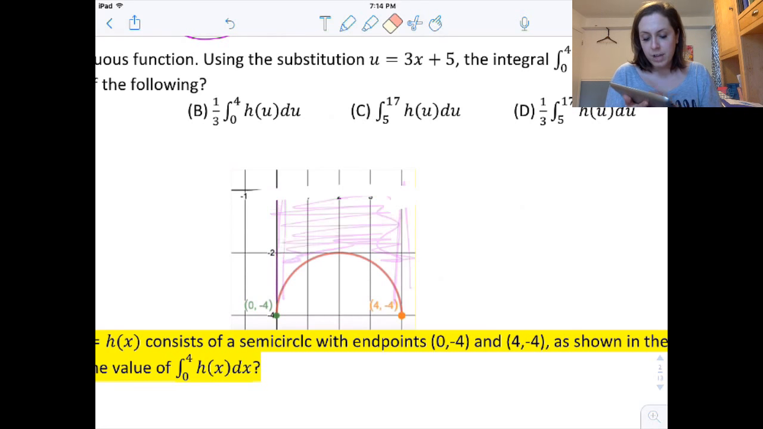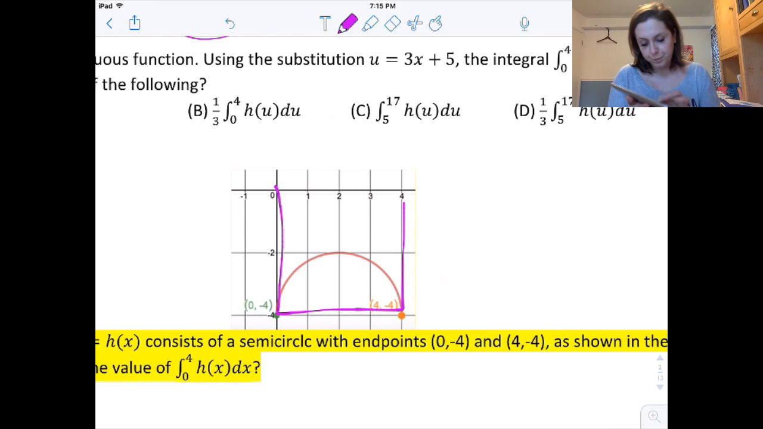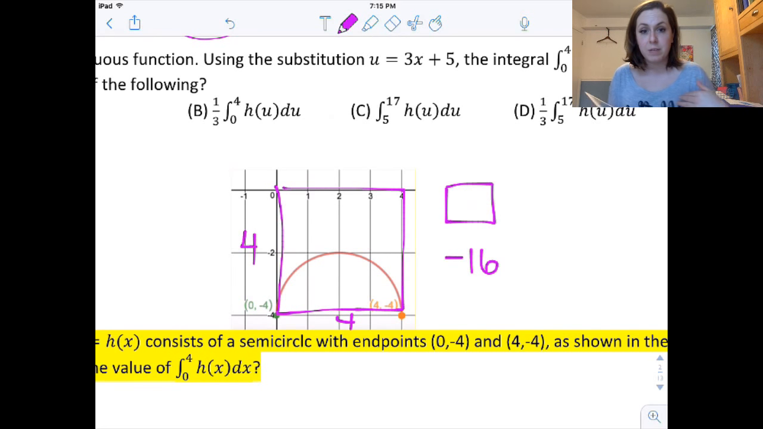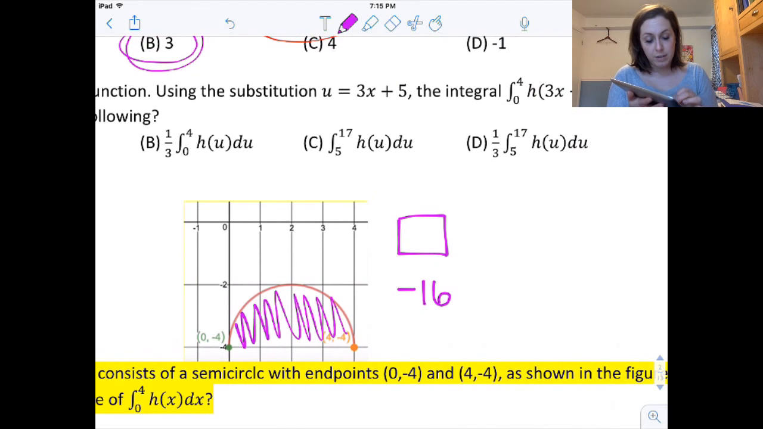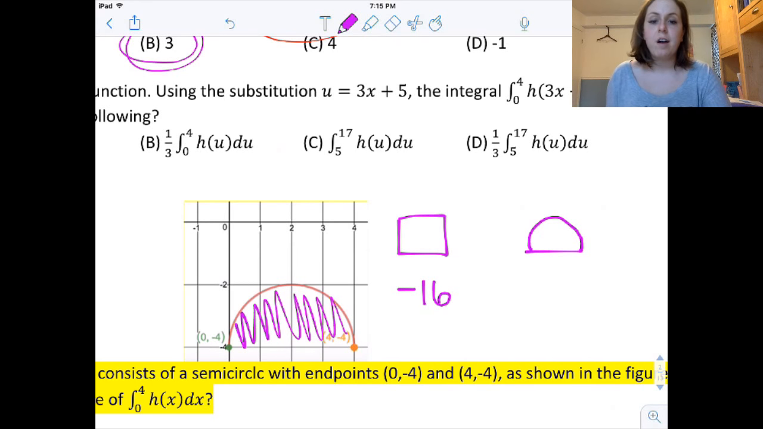So I'm going to first find this whole area. That whole area is 4 times 4, which is 16. So the area of that square is 16, and it's negative because it's below the x-axis. Now I'm taking that whole rectangle and subtracting out this area, my semicircle. I'm subtracting that area out.